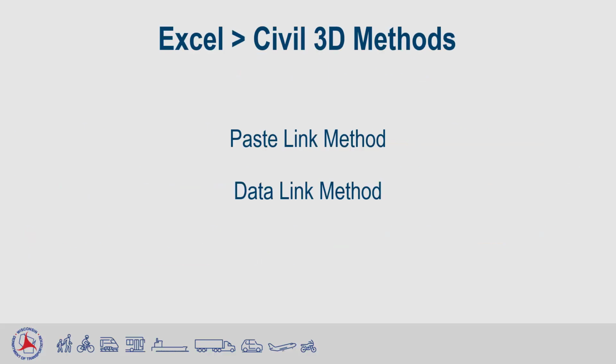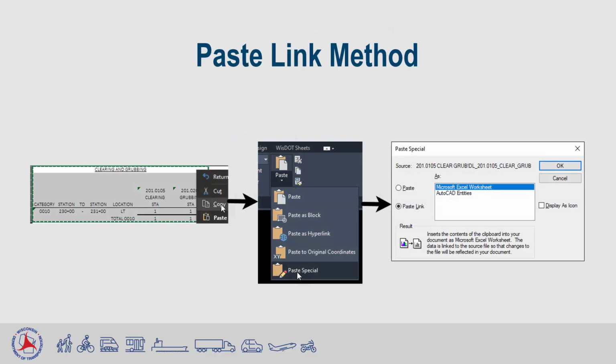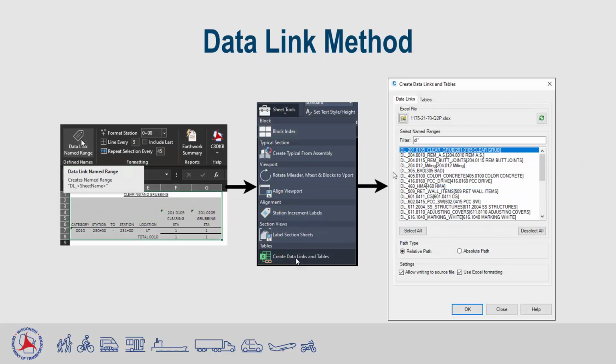In this session, we're going to cover two methods to create quantities plan sheets using quantities tables from Excel. These two methods are the paste link method and the data link method. The paste link method essentially pastes a live image of the copied Excel table in Civil 3D model space that is linked back to the Excel file for live updates every time the Excel file is saved. We'll select the range of cells we want to be shown in the Civil 3D file, right-click copy, and then in Civil 3D we'll go to paste, paste special, and paste that link to the Excel file into the Civil 3D model space.